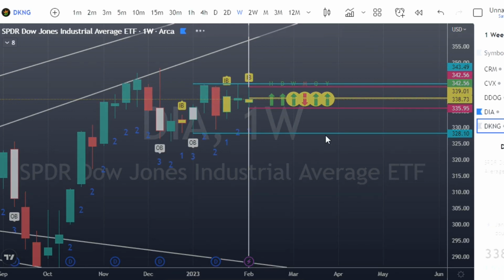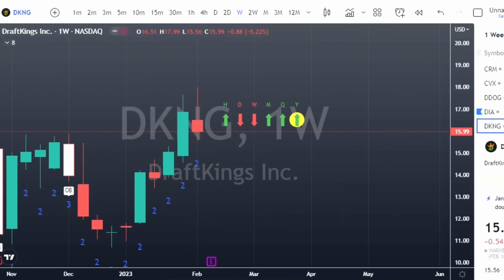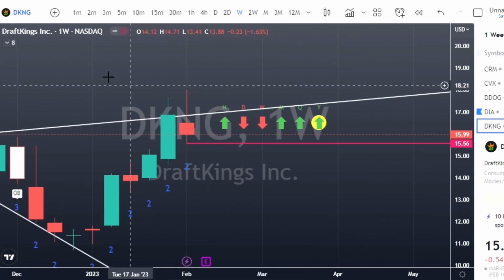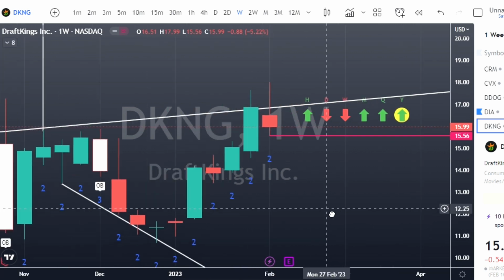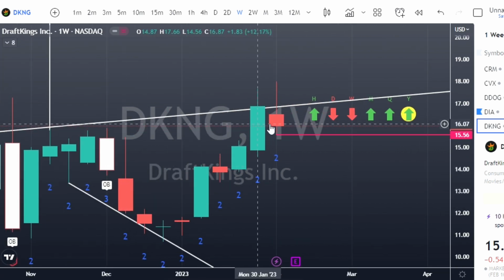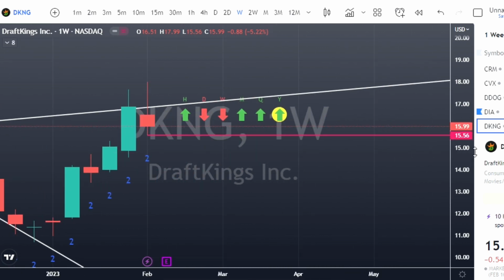We move on to DraftKings. DKNG 2 up, finished red. So we'll look for the puts on DraftKings here. Top of a broadening formation. You can see I drew that for you guys. Lows to the highs, back to the lows, back to the highs. We'll see how that works out for us. Puts at $15.56 on DKNG.